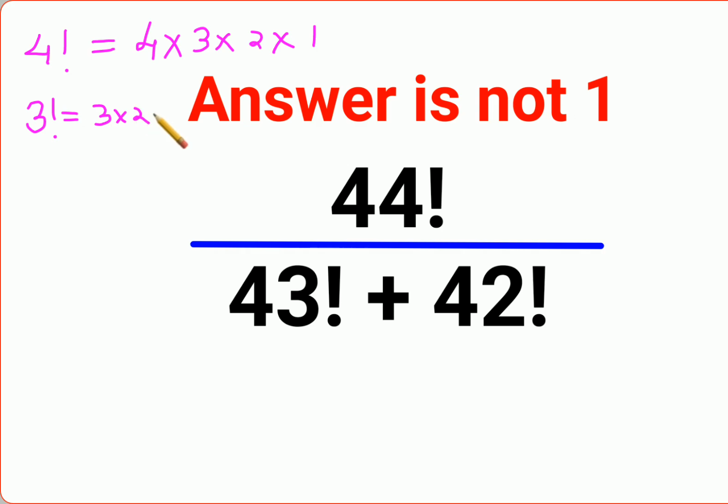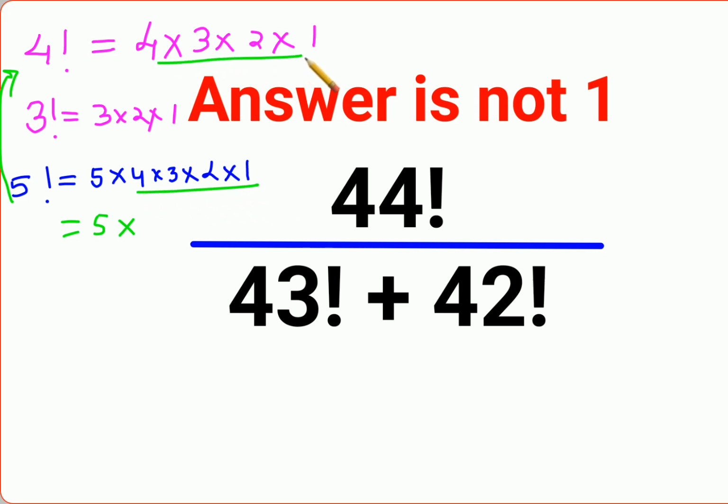3 into 2 into 1. Now if you see over here, if I wanted to write 5 factorial, that could have been written as 5 into 4 into 3 into 2 into 1. So now if I want to write 5 factorial in terms of 4 factorial, I can even say this as nothing but 5 into these numbers, and these numbers are absolutely same. So I can just write this as 5 into 4 factorial.